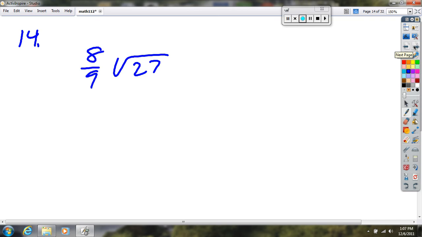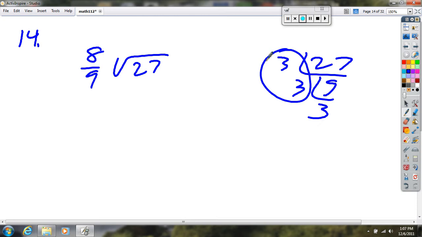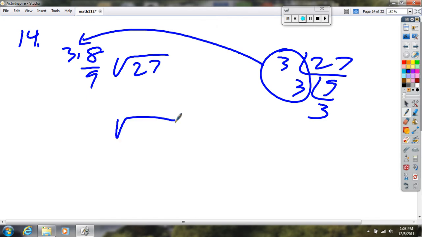Again, same idea. We got 27. What goes into 27? Prime numbers only. 3, 9, 3, 3. There's a pair of 3's. The 3 comes out here. It's 3 times 8. So I end up with a square root. What's left inside? That 3.